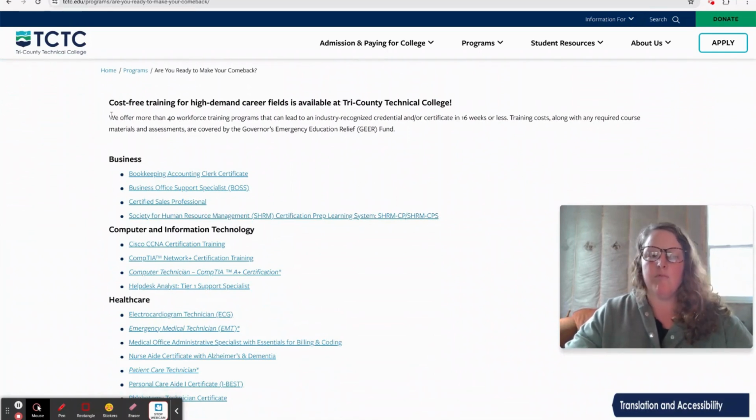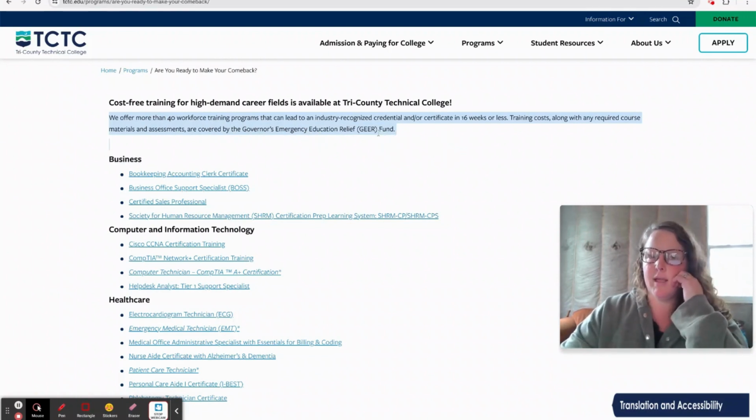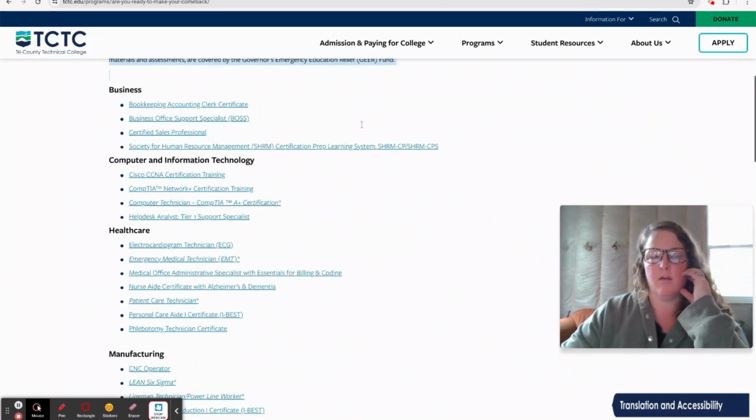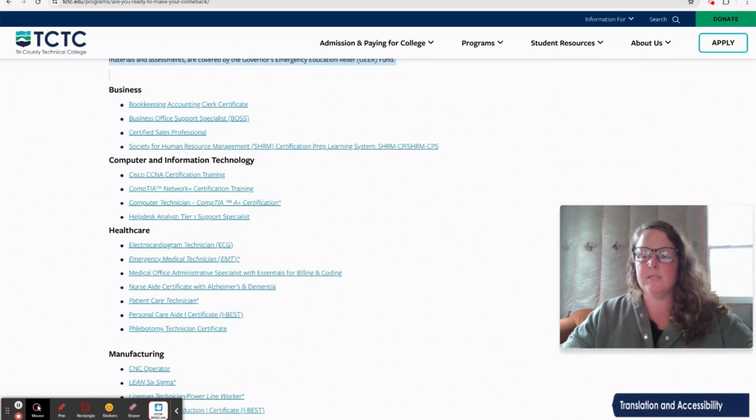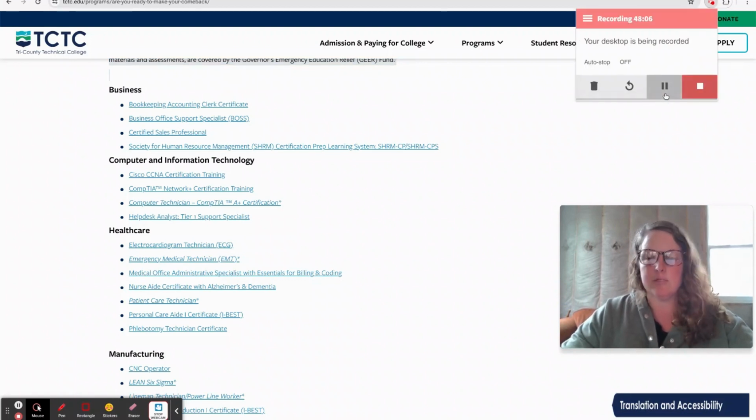We offer more than 40 workforce training programs that can lead to an industry-recognized credential and/or certificate in 16 weeks or less. Training costs, along with any required course materials and assessments, are covered by the Governor's Emergency Education Relief Fund, which is the GEER, G-E-E-R. So what they're saying is these are high demand careers. They need more of these people, and the state government is paying for you to complete those and get these certificates.